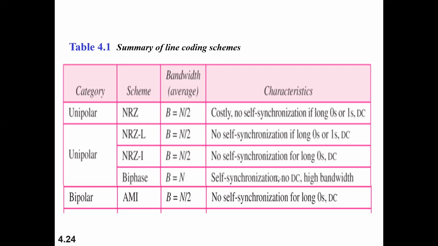Whereas with respect to the DC component, it is not available in Manchester and differential Manchester encoding techniques. And bipolar once again remains the same as we have seen with polar and unipolar non-return to zero. Understanding it? So that's all with respect to digital to digital transmission.